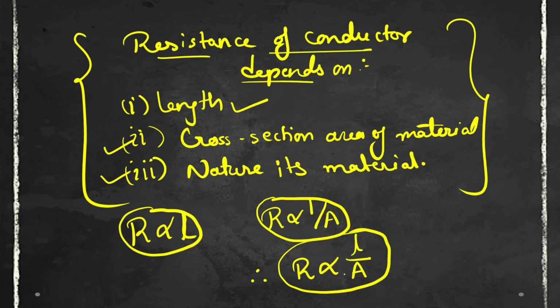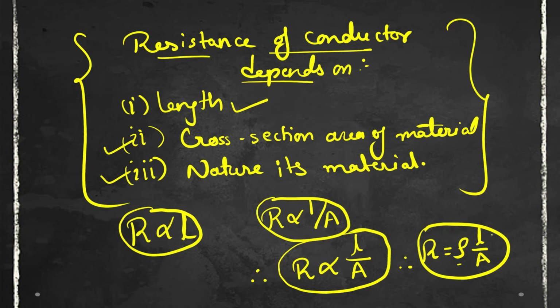As I also told you in the previous video lecture, if we have to remove this proportionality symbol, then we have to put a constant. So here we will put a constant which is rho. This is the symbol of rho. So R is equal to rho L by A. We will call it rho, and it is denoted like this.